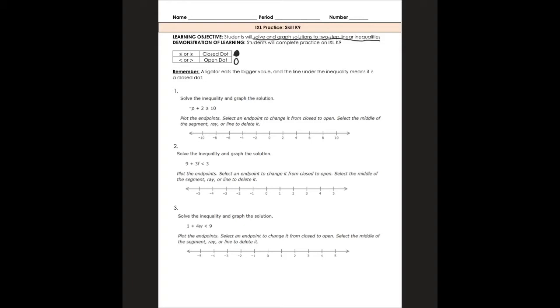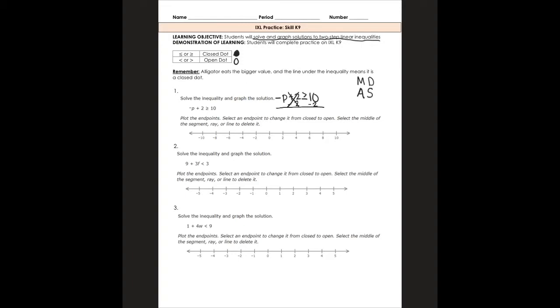So let's get started. Number 1, we have negative p plus 2 is greater than or equal to 10. I'm just going to take my original and rewrite it over here. We need to start doing inverse operations starting with addition and subtraction. Addition and subtraction comes before multiplication and division. So the opposite of plus 2 is minus 2. So I'm going to subtract 2 from both sides.